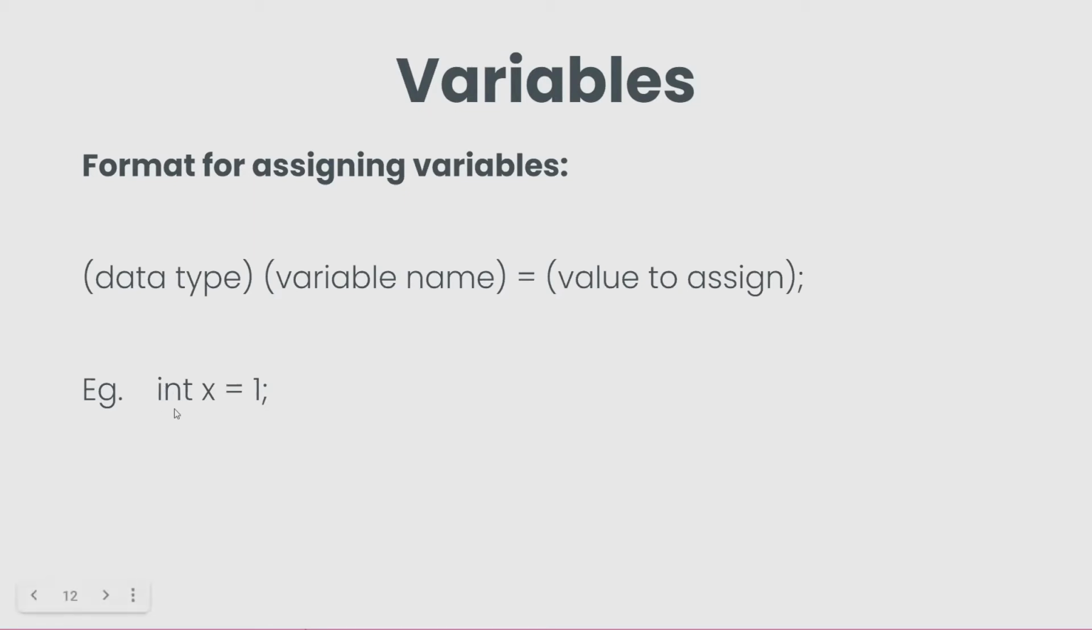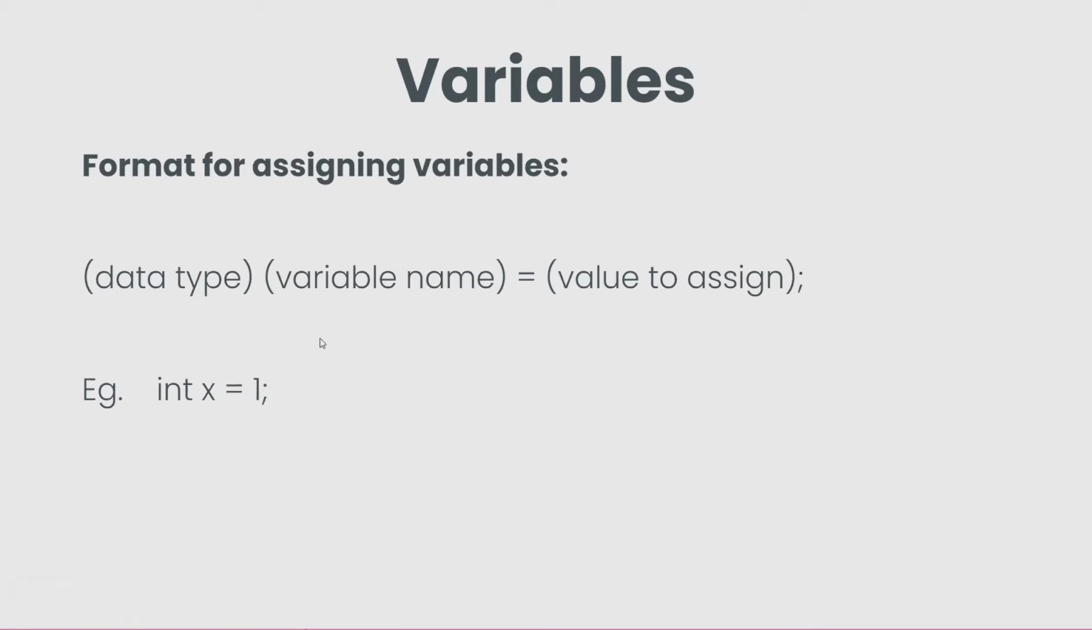So my data type is int. Next, you declare your variable name. The name of the variable I want to store it into is X. So int x, and you set it equal to the value. This will be the full line if you wanted to store 1 into X: int x equals 1. And make sure you end off with a semicolon.